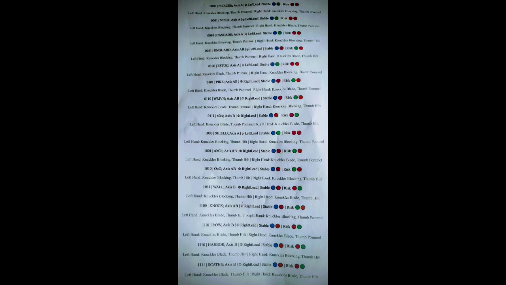Okay, so if 0000 is maximum defense, then I'm guessing the other extreme, 1111, is maximum offense. You'd be right. That's Scathe. It flips every single variable: knuckles blade, thumb hilt for both hands. And that must change the global parameters too. It does, immediately. You shift from AxisBias A to AxisBias B, which is a more rearward, aggressive alignment, and you go from left-led to right-led.